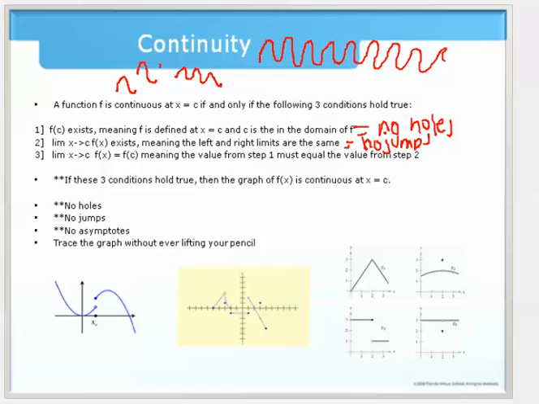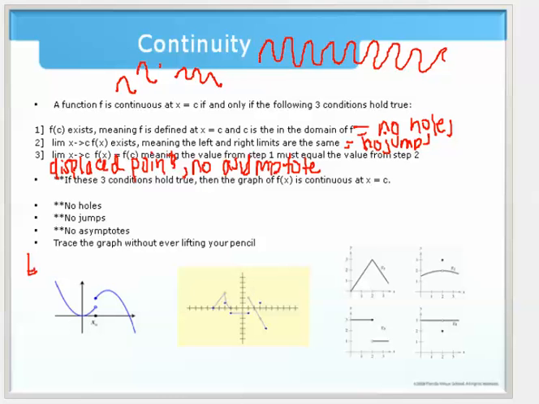This is also about a displaced point, and we can also have no asymptotes. No displaced point and no asymptotes. If we have an asymptote, then the first part would fail as well, but I just want to make sure we put that in there. No holes, no jumps, no asymptotes, and to be able to graph without ever lifting your pencil.